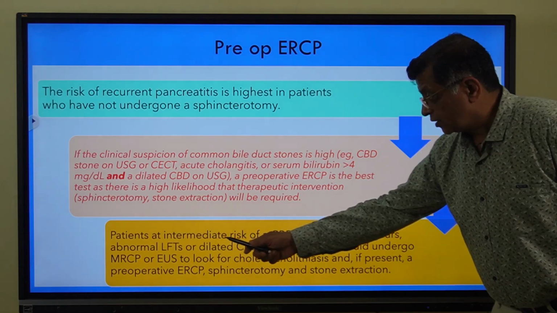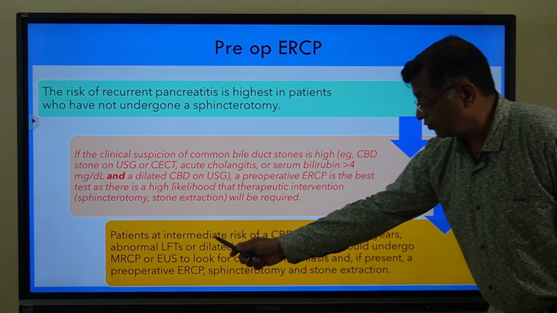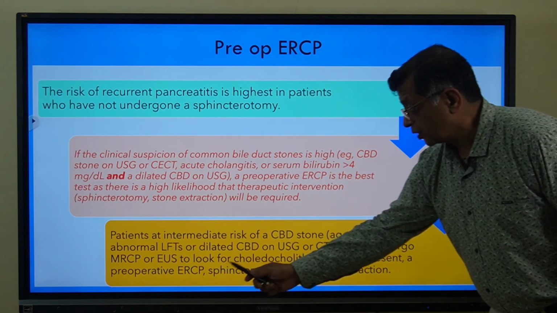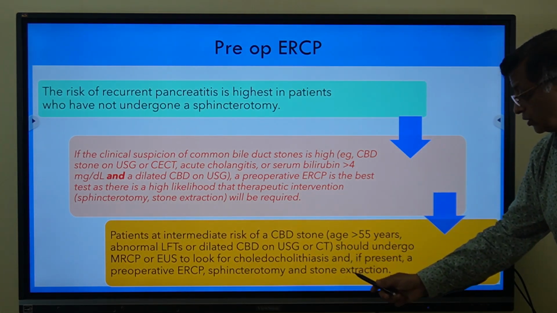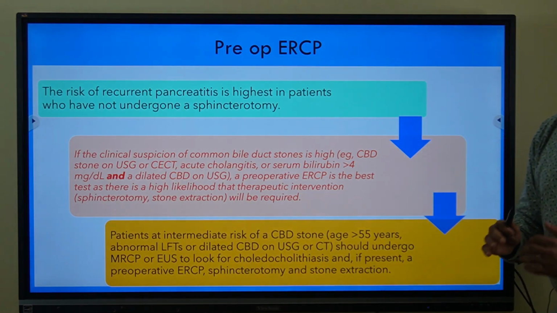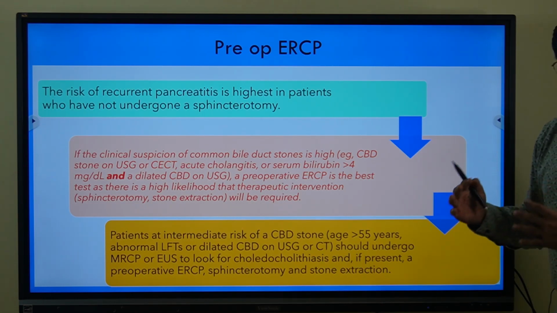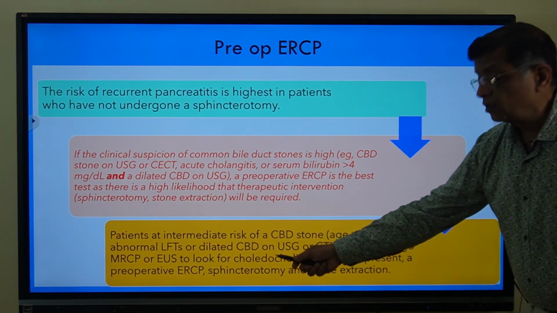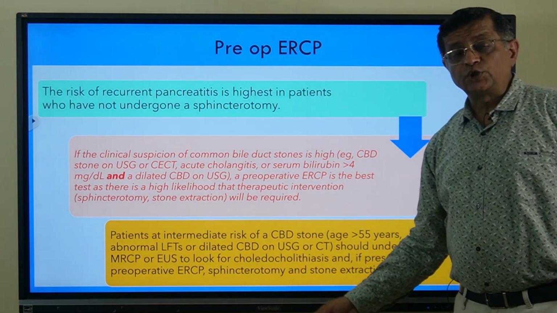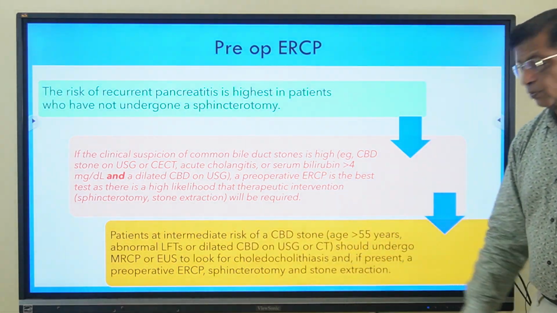A patient at intermediate risk of CBD stone, that is age more than 55, abnormal LFTs, dilated CBD on USG, should undergo MRCP or endoscopic ultrasound to look for choledocholithiasis, and if present then preoperative ERCP. So if you have suspicion, like age is more than 55 and the patient has dilated CBD, then get an endoscopic ultrasound or MRCP, and if it shows CBD stone, then get an ERCP, sphincterotomy and stone extraction.